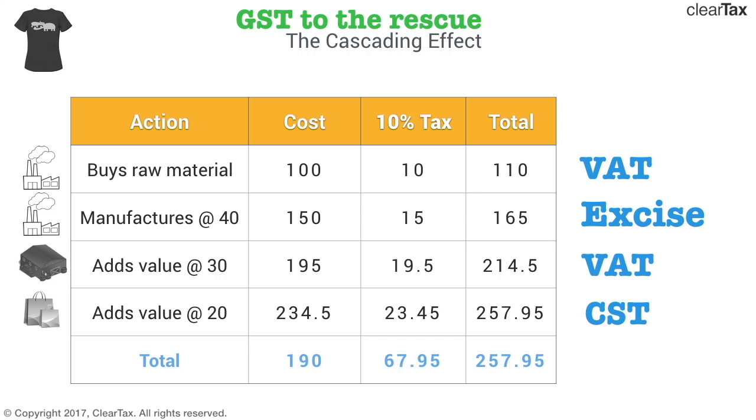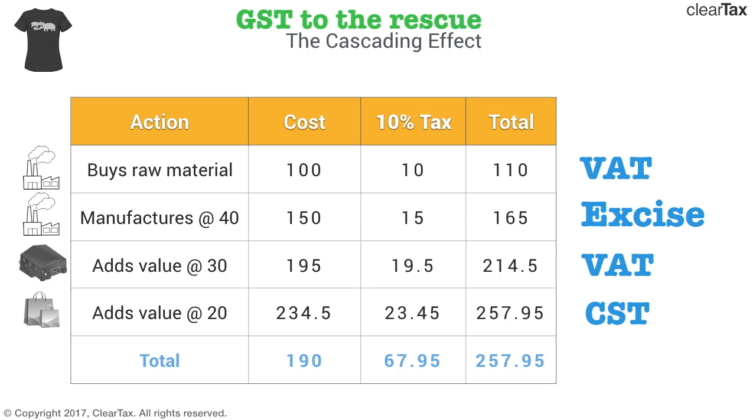Let's bring back our example on cascading effect. We've already seen that we pay tax on each of the three stages: manufacturing, warehousing and retail, that's final consumption, and the total tax comes up to 67 because of cascading effect. Let's see how this would change. This exact example would change under the GST regime.